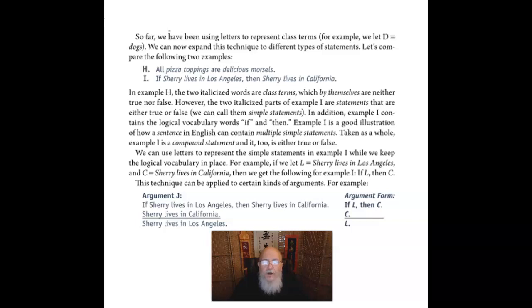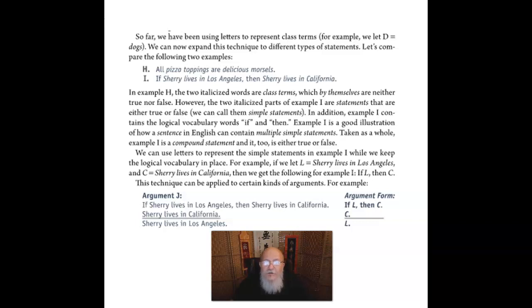So, in our book, the author writes, so far, we have been using letters to represent class terms. For example, we let D equal dog. We can now expand this technique to different types of statements. Let's compare the following two examples. H: All pizza toppings are delicious morsels. And I: If Sherry lives in Los Angeles, then Sherry lives in California.